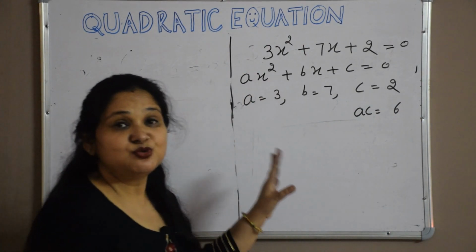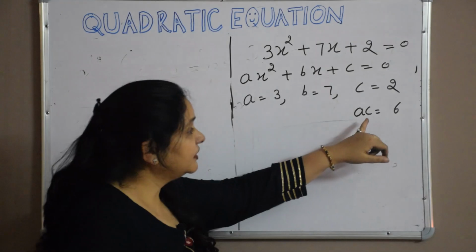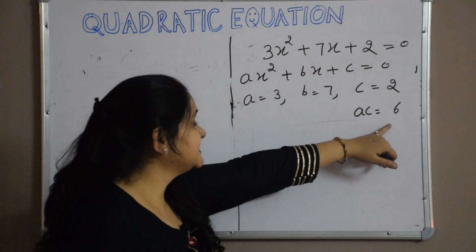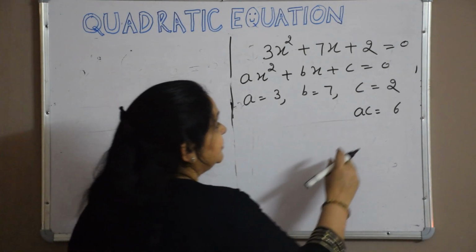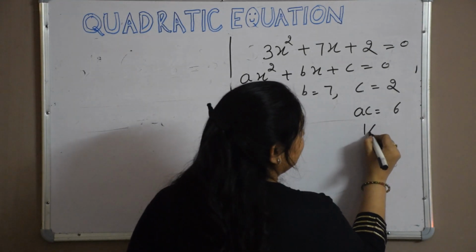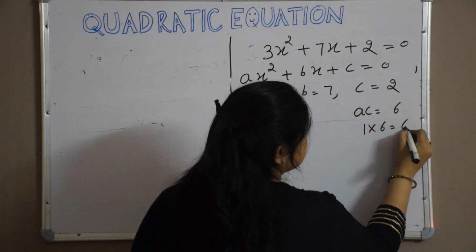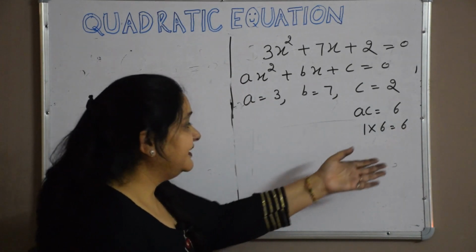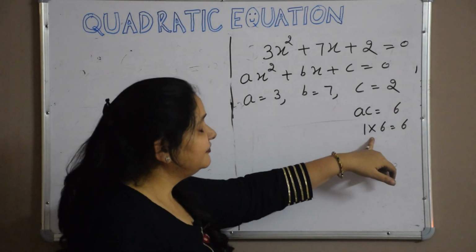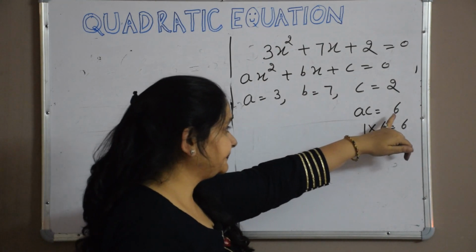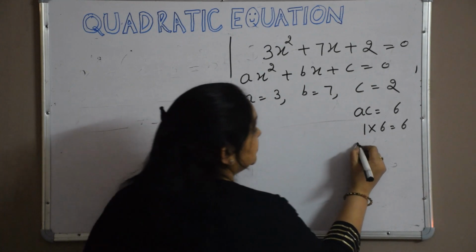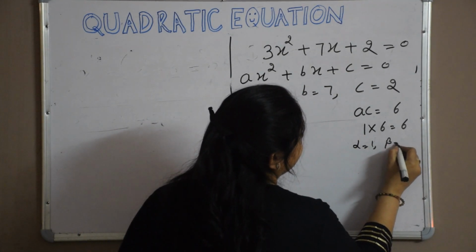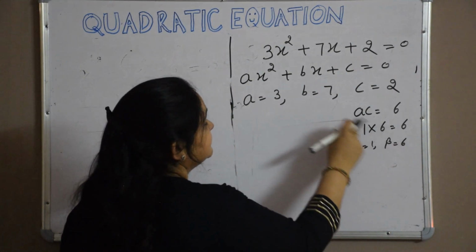Now we have to choose two numbers. The product of those numbers should be 6 and the addition of those numbers should be 7. So here, two numbers. We will start from 1 always. 1 into 6, 1 6 are 6. So already in the first step we got two numbers. Product is 6, and addition of these two numbers, alpha and beta, 1 plus 6 is 7.